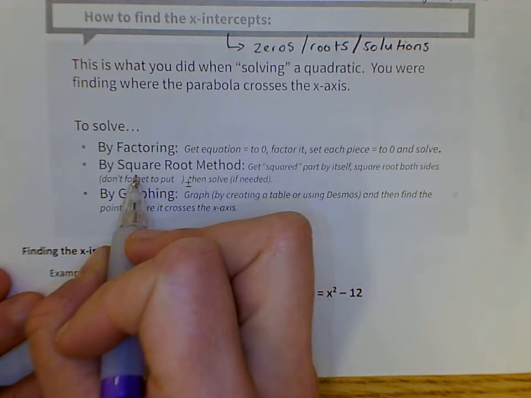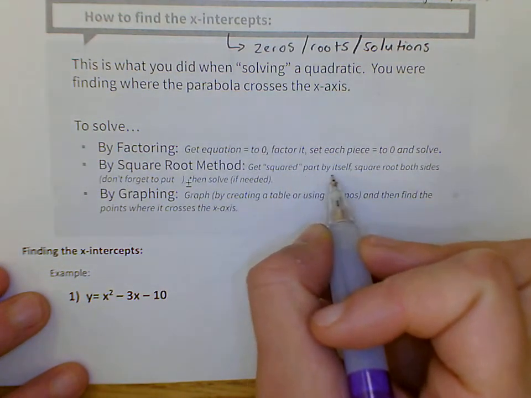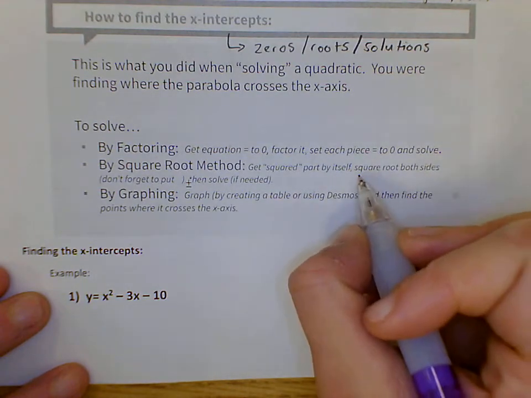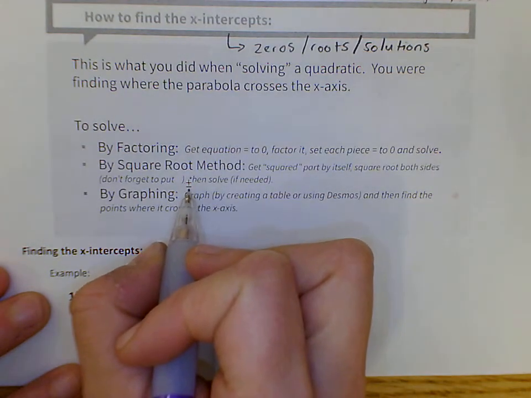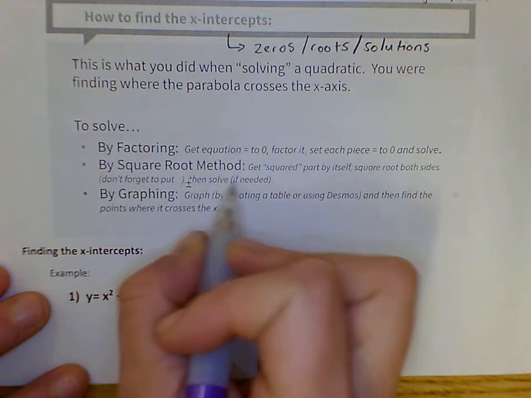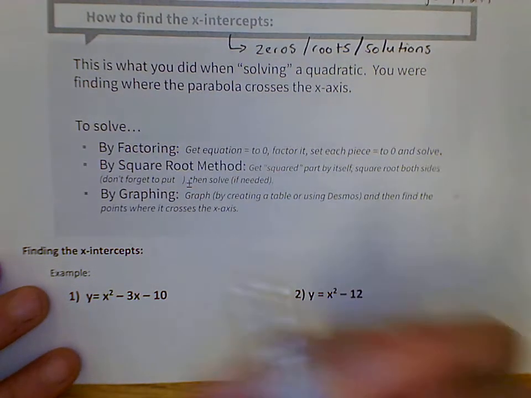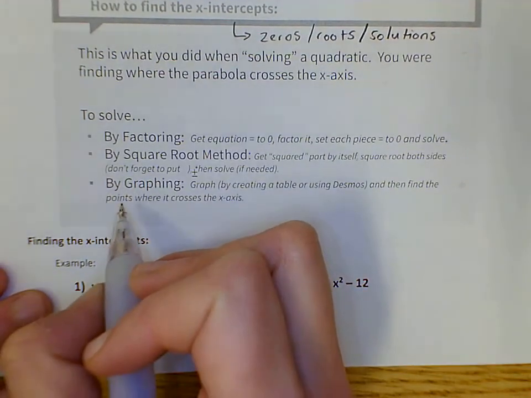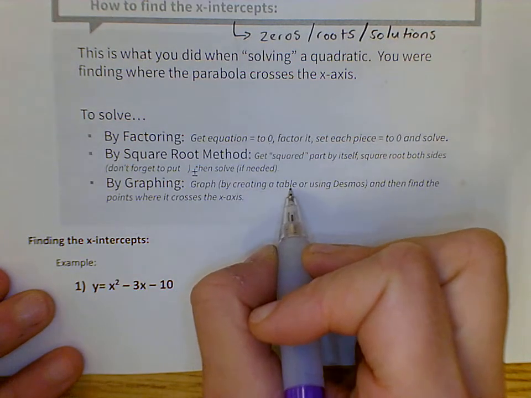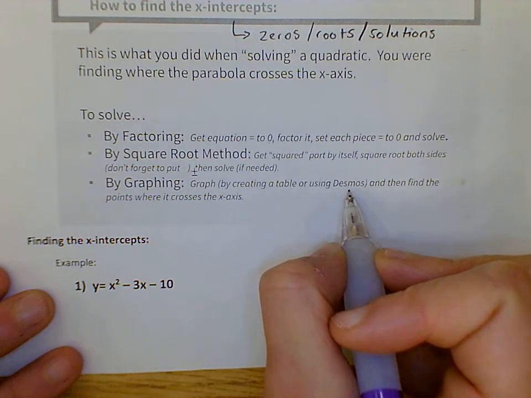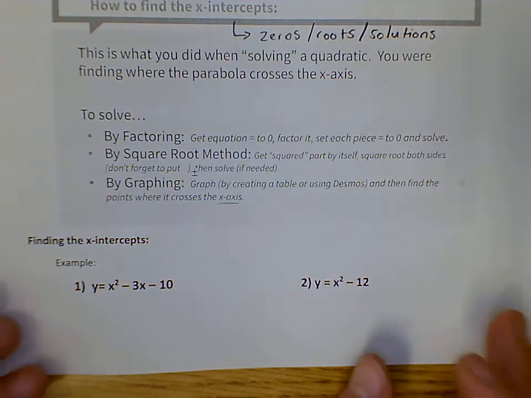You could do it by doing the square root method, which is where you have to start by getting the squared part by itself. And then you do the opposite of squaring, which is square rooting. And you have to do it to both sides. And then you have to remember to put your little plus or minus. But then you solve if it's needed, because sometimes you'll have to solve afterwards. And then the last part is you could solve it by graphing. So if you're able to graph it, you could graph it by making a table, or if you had Desmos available, you could use Desmos. And then you just look at where it crosses the x-axis, okay? And so you have options.